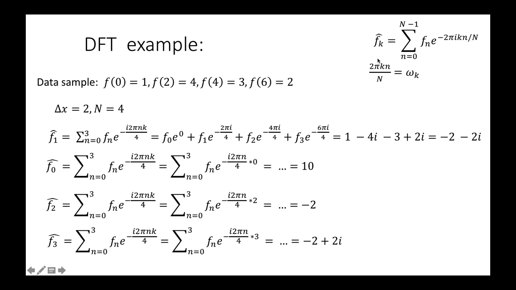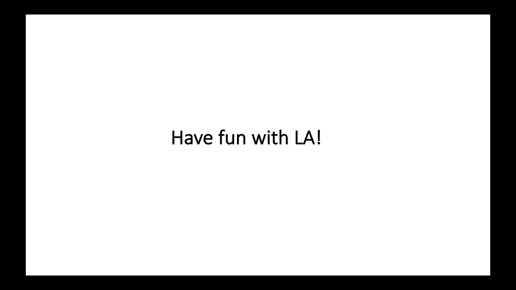Let's calculate all of the f hats. We use this formula here. K is equal to 1, obviously. By calculating this and plugging in the Euler formula, we get minus 2i. It's the imaginary part and the real part of this coefficient. And we can calculate all the f hats in the same way. So we get 10 here, minus 2 here, minus 2 plus 2i here. It's easy, guys. Have fun with LA.